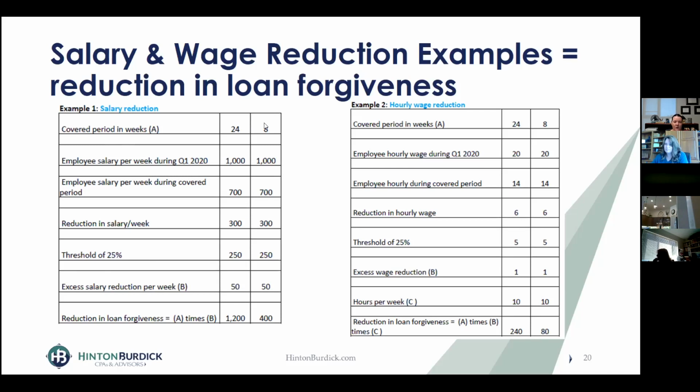So if I'm doing forgiveness and I'm able to fit it in within the 8 weeks, I only have a $400 amount that is not forgiven. However, if I go to the 24-week period, I have a $1,200 amount of the loan that is not forgiven. So be aware of how choosing between those periods may or may not cause you a lot of heartache.